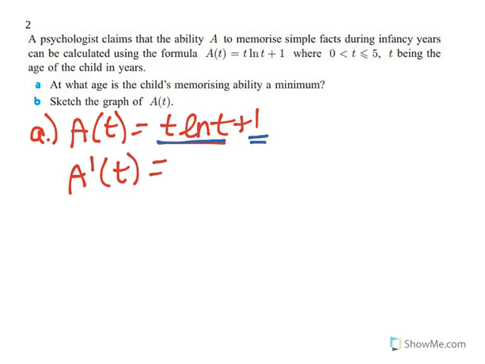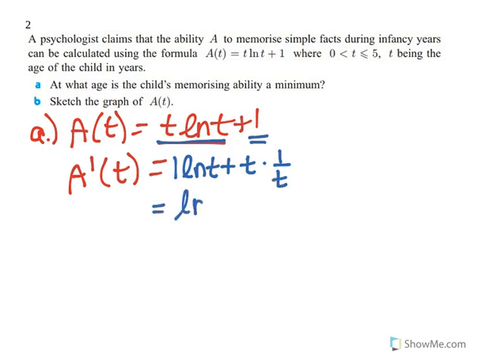So therefore, with our product rule, it's the derivative of the first times the second plus the derivative of the second times the first. So t, and we have to do the derivative of the natural log of t. Well, the derivative of the natural log of t is 1 over t.